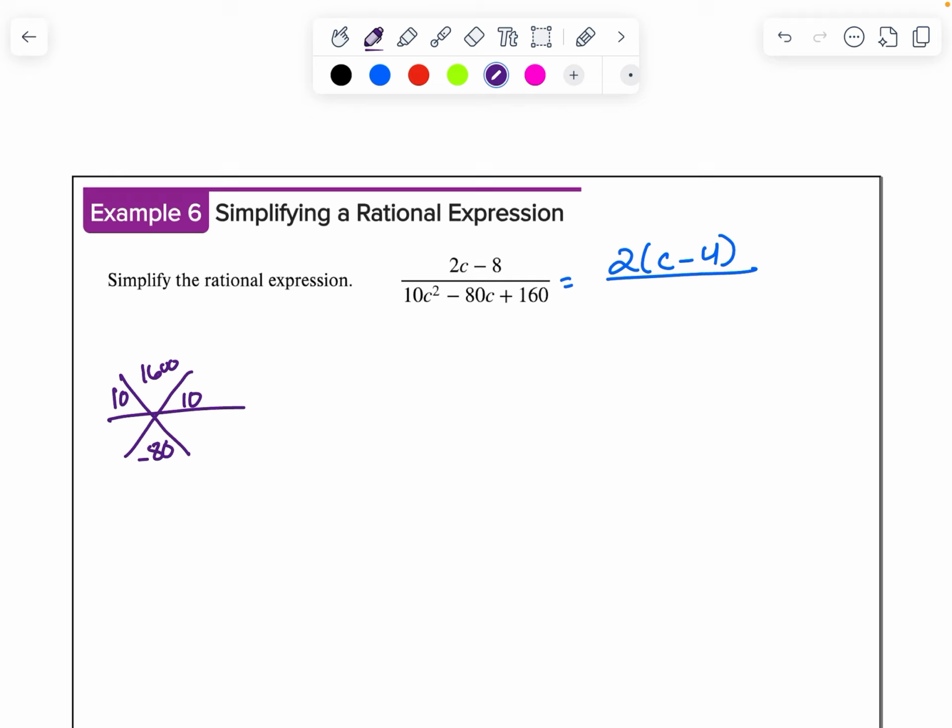I'm doing some division now. 1600 divided by 100 is 16. That's not quite going to work. 1600 divided by 150 is 10. That's not going to work. 1600 divided by 16 is 80. 1600 divided by 32 is 50. That's very close.